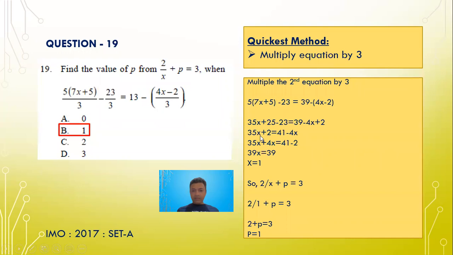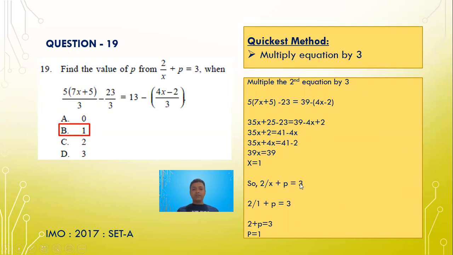So 35x plus 25 minus 23 is 2, is equal to 39 plus 2 is 41 minus 4x. So when you bring minus 4x here, it will be plus 4x. So 35x plus 4x is equal to 41. When you get plus 2 on that side of the equation, it will be minus 2. 41 minus 2. So 35x plus 4x is 39x is equal to 39. So what is x? x is equal to 1.